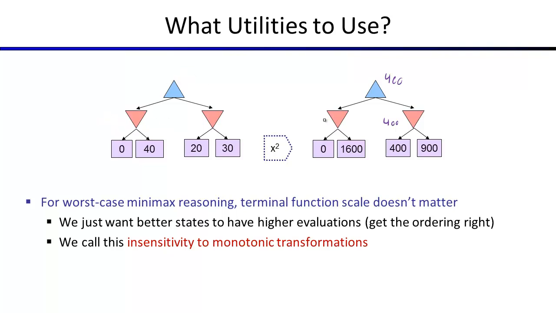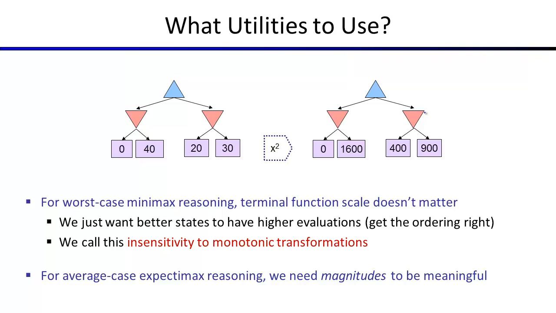Okay. But what happens if instead of doing minimax, we live in a world of averages? For average case reasoning, that's not going to work. Let's do averages. So in expectimax over here, imagine each outcome is equally likely. Here, the expected utility is 20. And on the right, the expected utility is 25. So we should choose the right action.